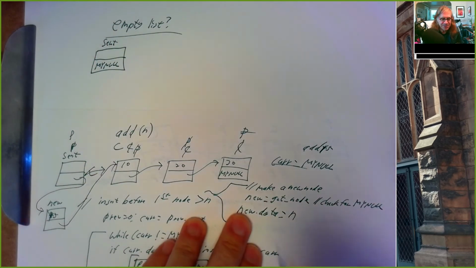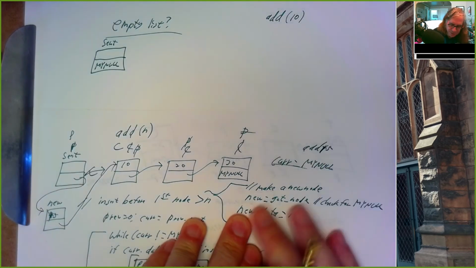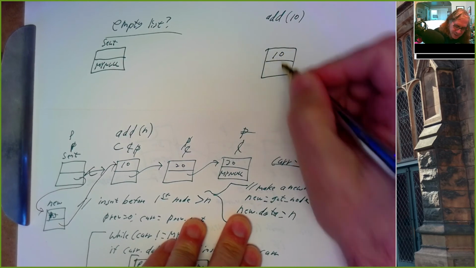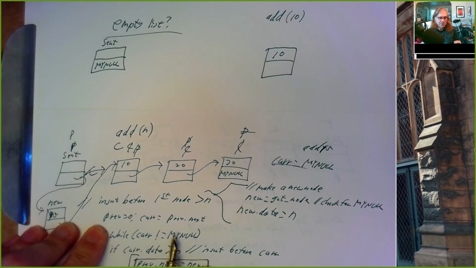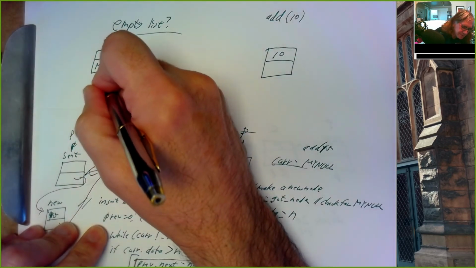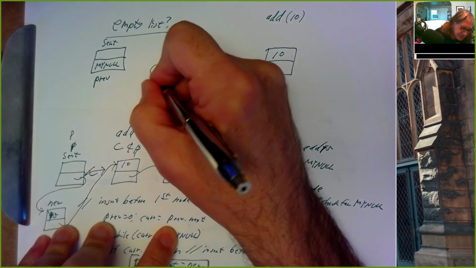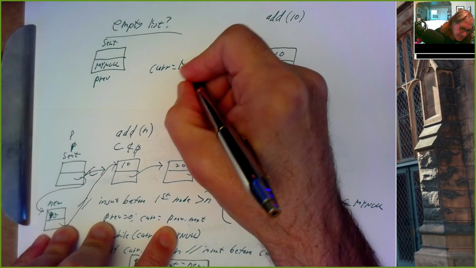All right, let's say we want to add 10. So we're going to make a new node. We're going to find some index using getNode. We're going to set the data value equal to 10. We're going to seed our loop. We're going to set previous equal to 0, and set current equal to previous next, which is my null.